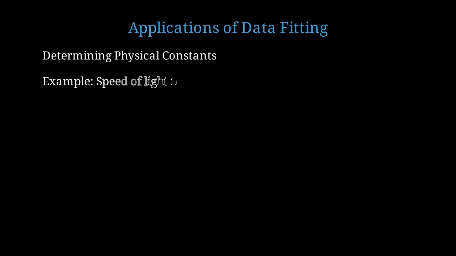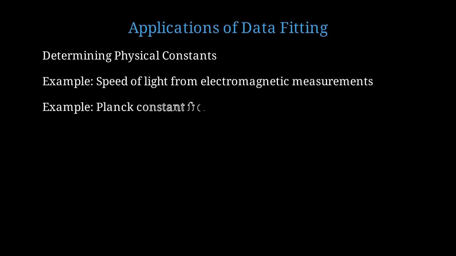Now let's discuss the broader applications and importance of data fitting in science. Data fitting allows us to determine fundamental physical constants from experimental measurements. For example, the speed of light was determined by fitting data from electromagnetic wave measurements. The Planck constant was determined by fitting data from the photoelectric effect.